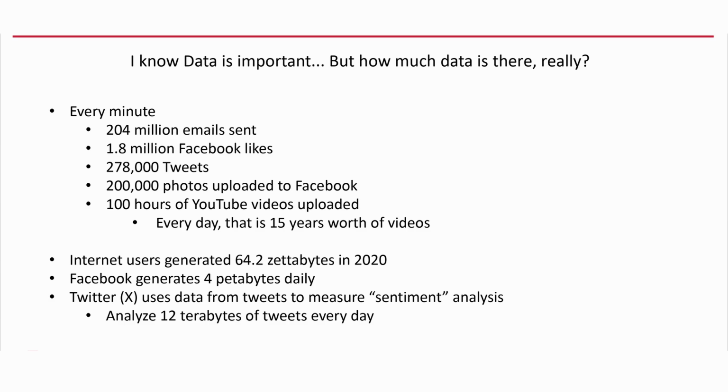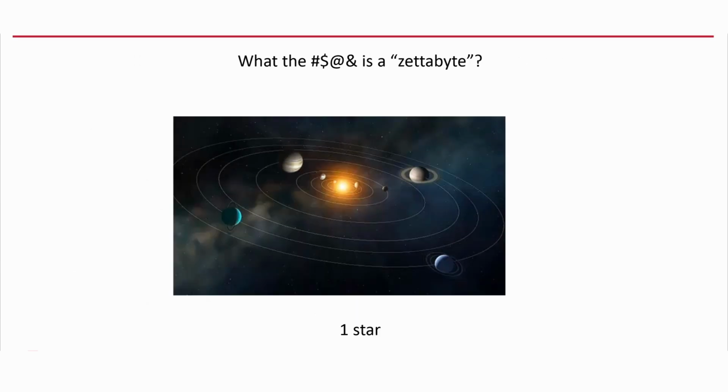Now, I've been throwing around words like million, billion, and trillion. And you might be wondering right now, what's a zettabyte? Well, let me put that into perspective for you. This is what our solar system looks like. In the middle is the big glowing thing called the sun. It's the thing that's in the sky every day. And around it are the 8 planets that go around it, one of which is the Earth.